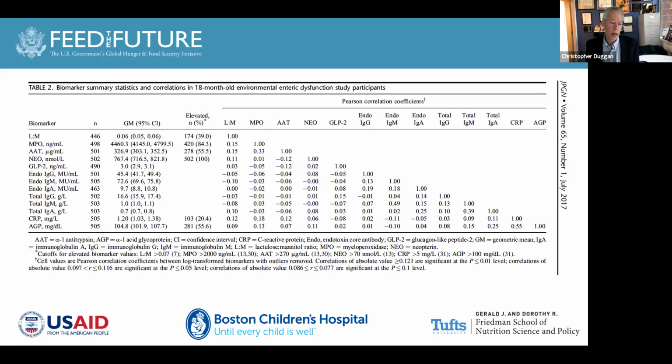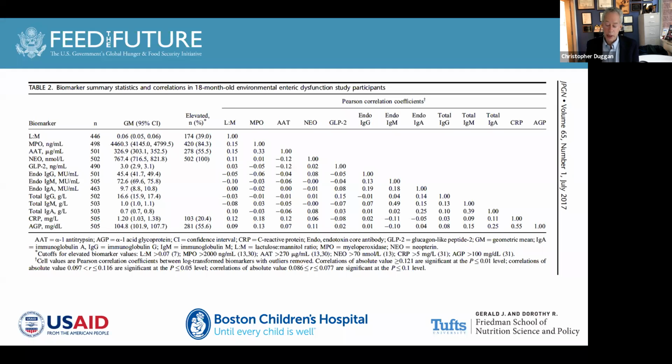But as you can see, stool markers for inflammation, which are the top three measures, myeloperoxidase, alpha-1 antitrypsin, and neopterin, correlated only fairly and not so significantly with the gold standard of lactulose mannitol ratio. And if you scan the Pearson correlation coefficients, you can see that the highest one is probably 0.39, a correlation between total immunoglobulin M and total IgA. Obviously, this is a non-specific relationship with markers of inflammation.